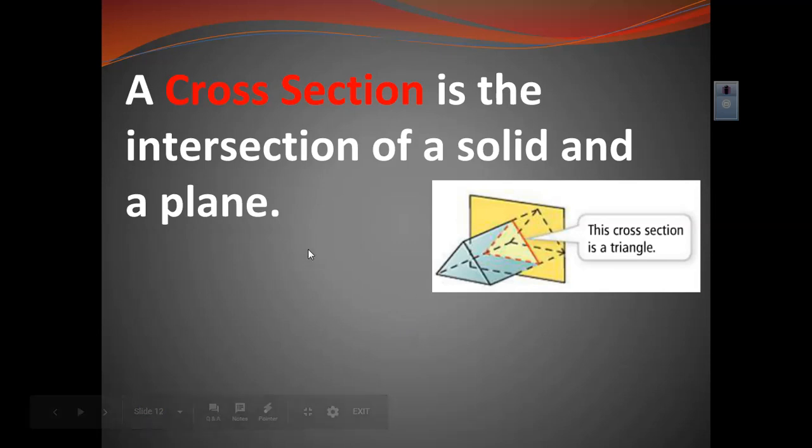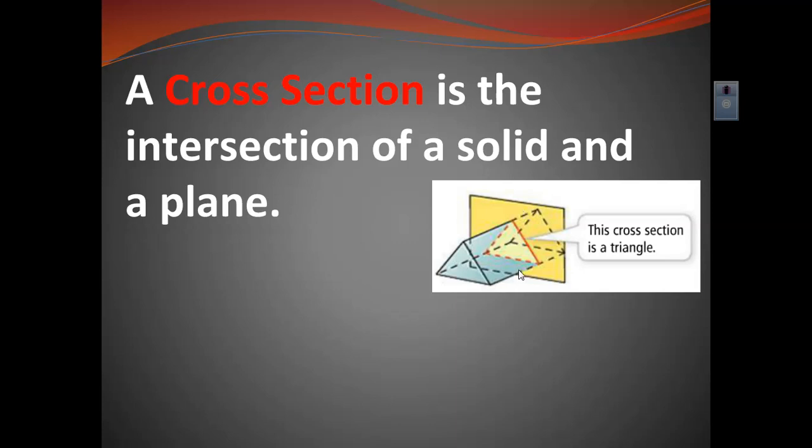Now, cross-section. Cross-section is the intersection of a solid and a plane. So taking a sheet of paper and cutting through a 3-dimensional object. In this cross-section, when this plane intersects the triangular prism, it's going to break it apart, and the cross-section is the shape of a triangle. So basically think about this.